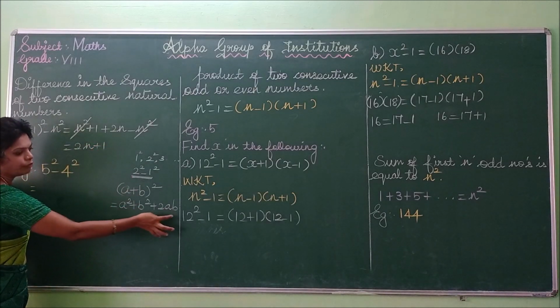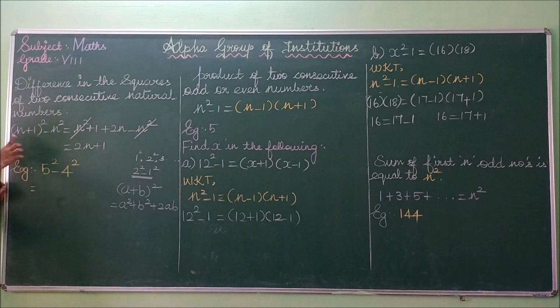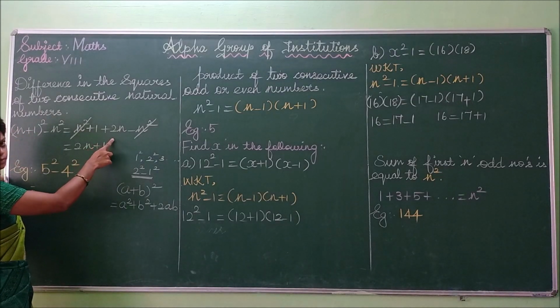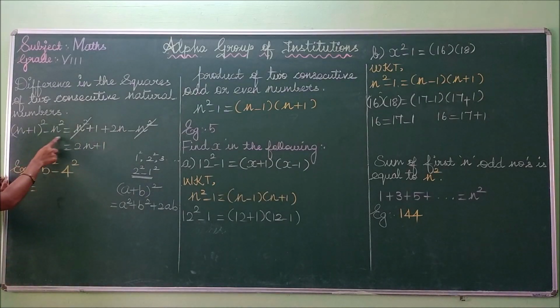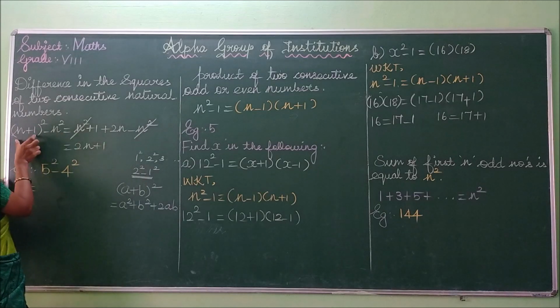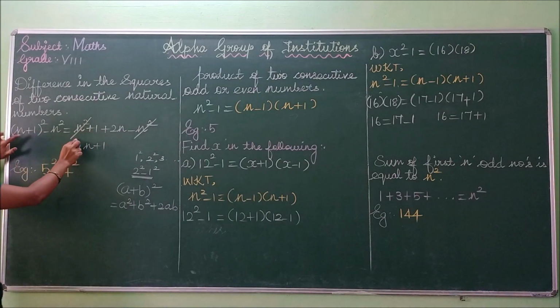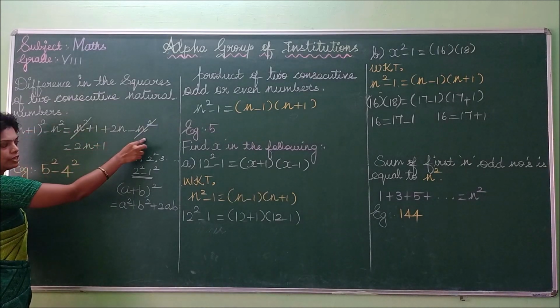Then 2 times of ab. So 2 into n into b, which is 1. So 2 into n into 1 is 2n. Then what is the outside value? Minus n square. That also you have to write. So this is the expansion. n square plus 1 plus 2n is the expansion for n plus 1 the whole square. And outside we are having minus n square.